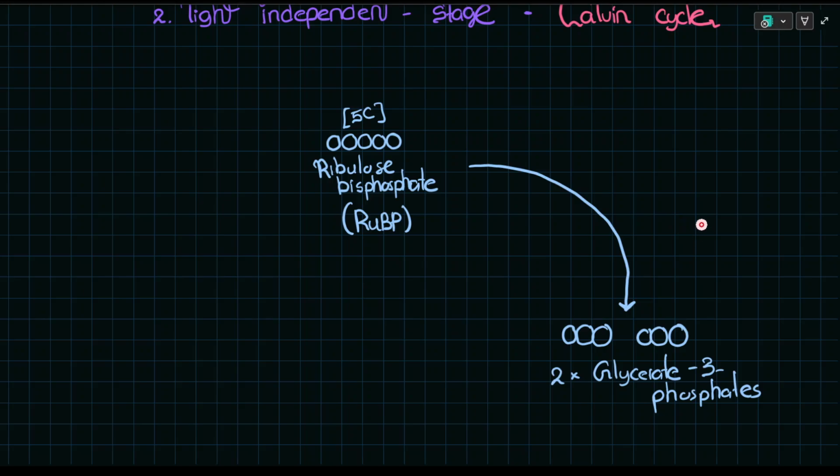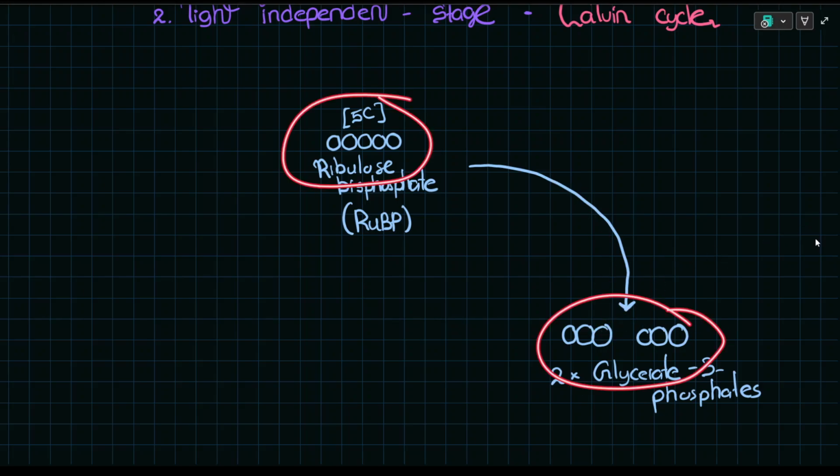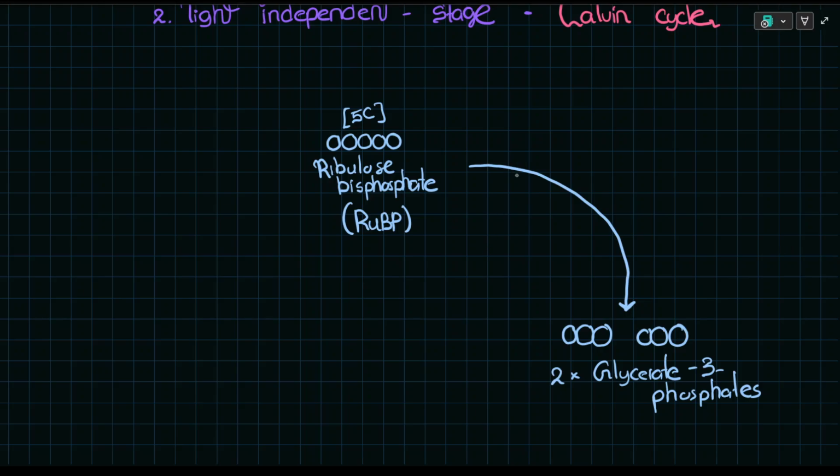So for us to go from 5 carbons to a total of 6 carbons, in some way a carbon has to be added. How does that happen? That happens by adding a carbon dioxide. Carbon dioxide is clearly a one carbon molecule.